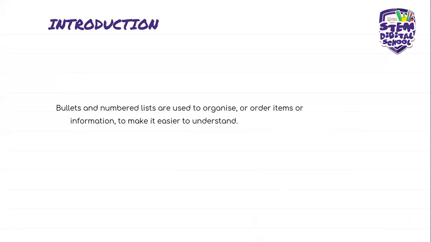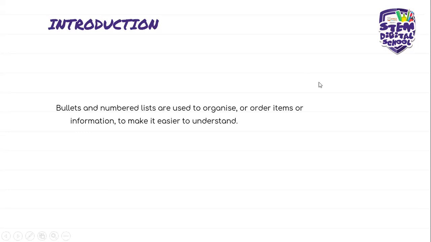Bullets and numbered lists are used to organize or order items or information to make it easier to understand. In your Word document, when you use bullets or numbered lists, it makes it easy for the person reading or viewing that document, because your document is organized. So bullets and numbered lists make a document organized.